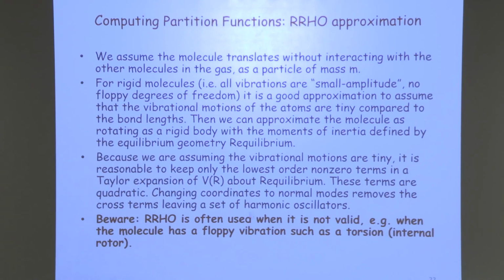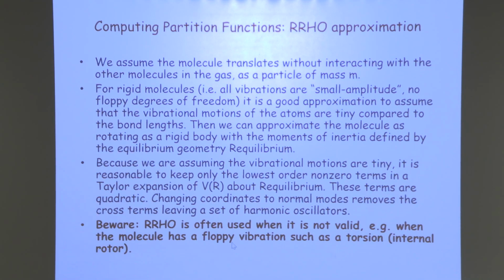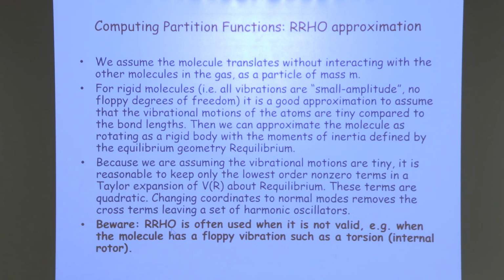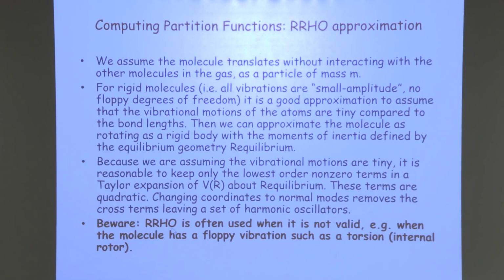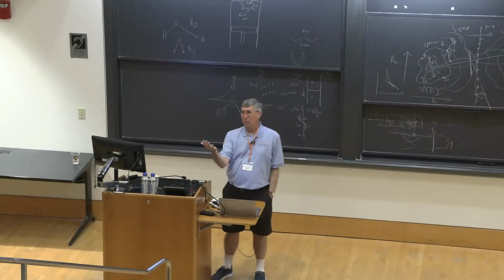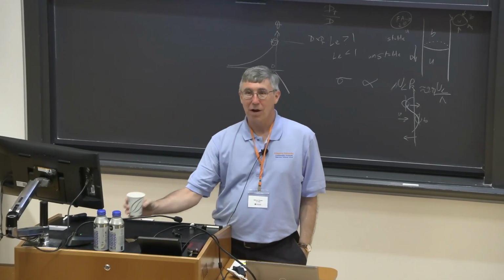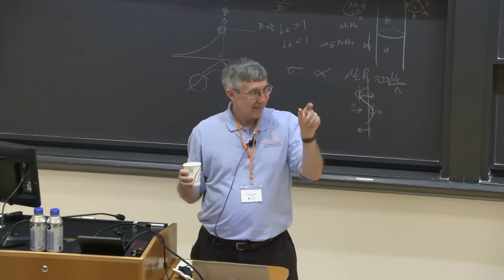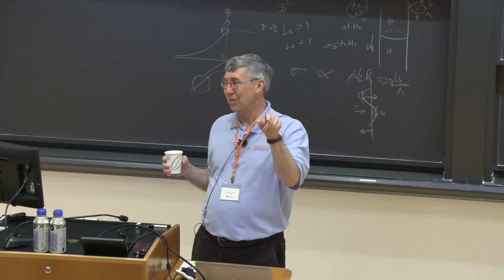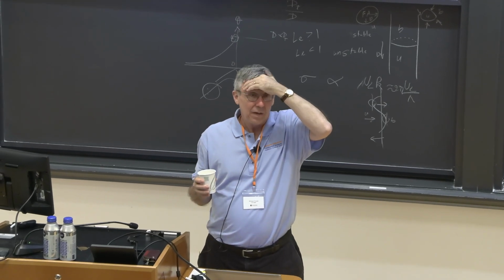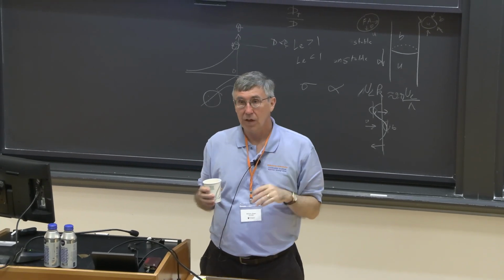Now, this is just a warning: everybody uses RRHO because, first of all, the code spits it out. It's a number that's coming in the output file. So if you're a lazy graduate student, it's very simple to just look and see, oh, there's the output. Okay, it says whatever number, I'll use it. Also, it's quite complicated to handle the floppy cases.